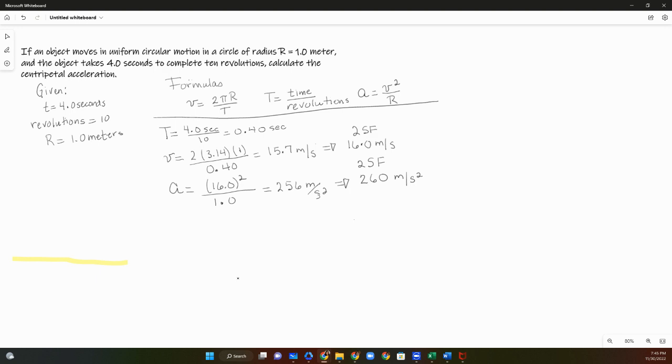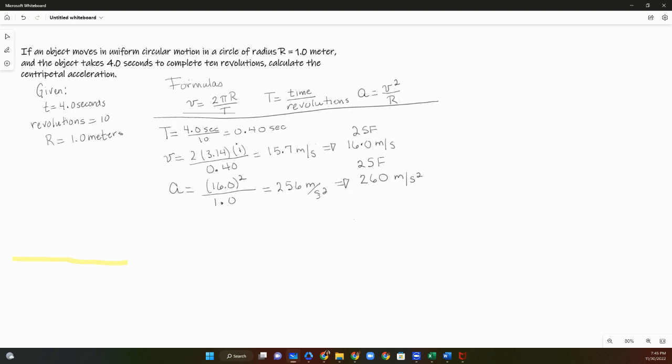Now, you need to take into consideration the following formulas, because these are the formulas that you're going to use to solve any problems related to centripetal acceleration. You have the formula for velocity right here: 2 pi r divided by T. T is the period, and the period is calculated by taking the time over the number of revolutions. The centripetal acceleration is calculated by the velocity squared divided by r.